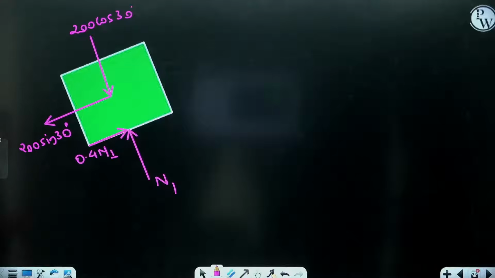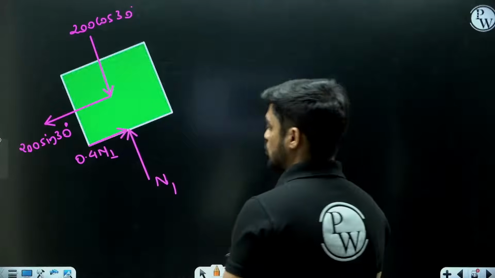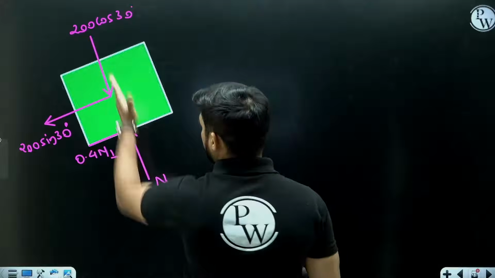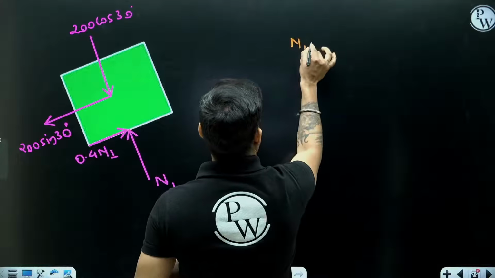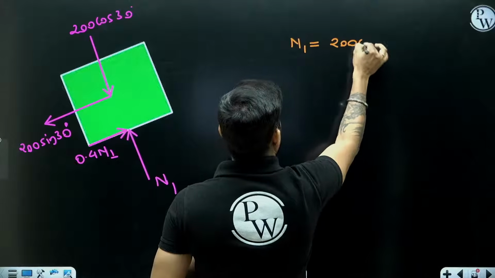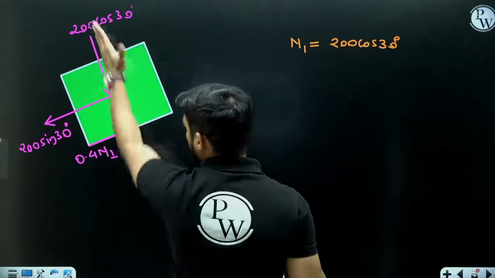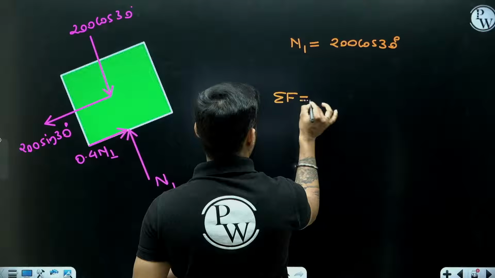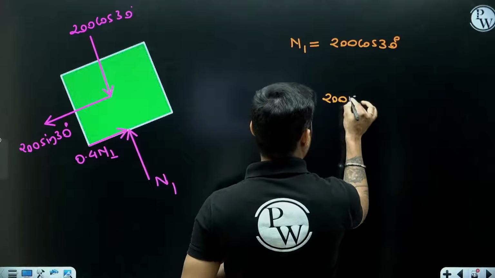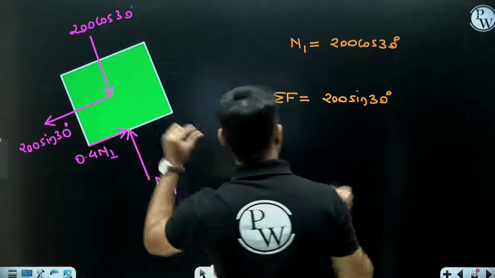Now we are going to use work energy. First we have to calculate the net force in the direction of motion. In this direction there is no motion. In this direction the net force is 0. So you can say N1 will be 200 cos 30, right? Net force in this direction must be 0. In this direction the body is not moving. The body is moving in this direction. Now what is the net force in the direction of motion? 200 sine 30 minus 0.4 N1. 0.4 N1 is opposite to motion.